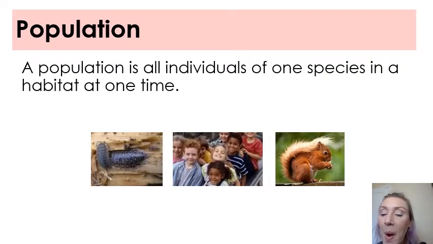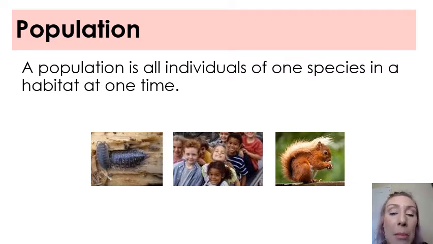So now we're going to move on to some other new definitions. Okay, so population. A population is all the individuals of one species that live together in one habitat at one time. So they are a group of organisms that are able to interbreed and produce fertile offspring. So that's a species. That's why we use that keyword in this definition.